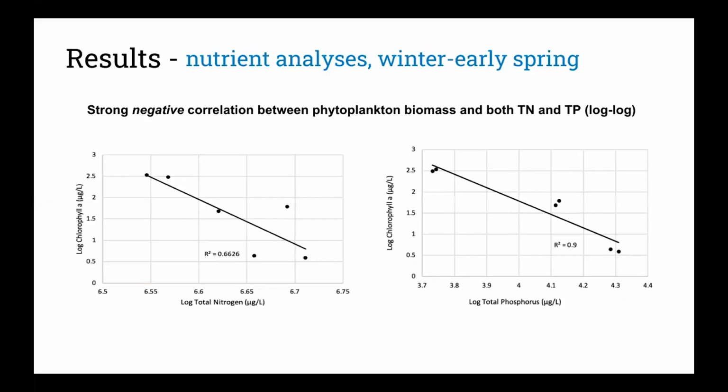So the results from our nutrient analyses actually showed that there was a strong negative relationship between log chlorophyll A and both total nitrogen and total phosphorus. So as both of those two increased, the chlorophyll A decreased.